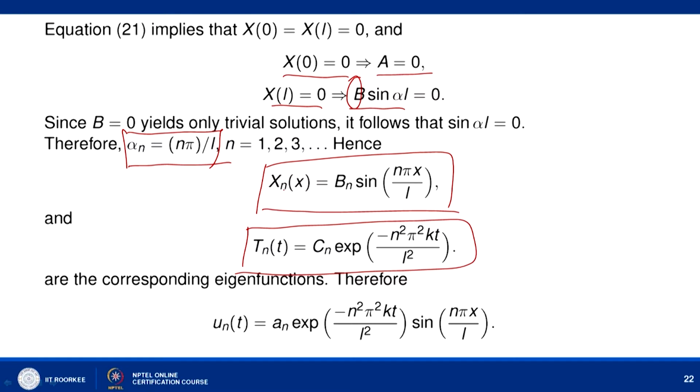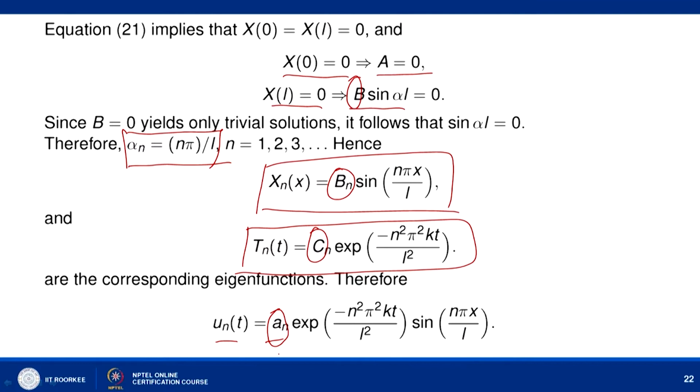Now, when we have x n x and t n t, then we can write down our u n t as the multiplication of these, and we can write b n into c n as a new constant, that is a n. So, we can write u n t as a n exponential of minus n square pi square k t upon l square into sin n pi x by l. Now, still we have one constant here, a n, for each n. So, to handle this we have to use the initial condition, because so far we have obtained this form only using the boundary condition, we have not utilized the initial condition. So, to handle this a n we will apply the initial condition.